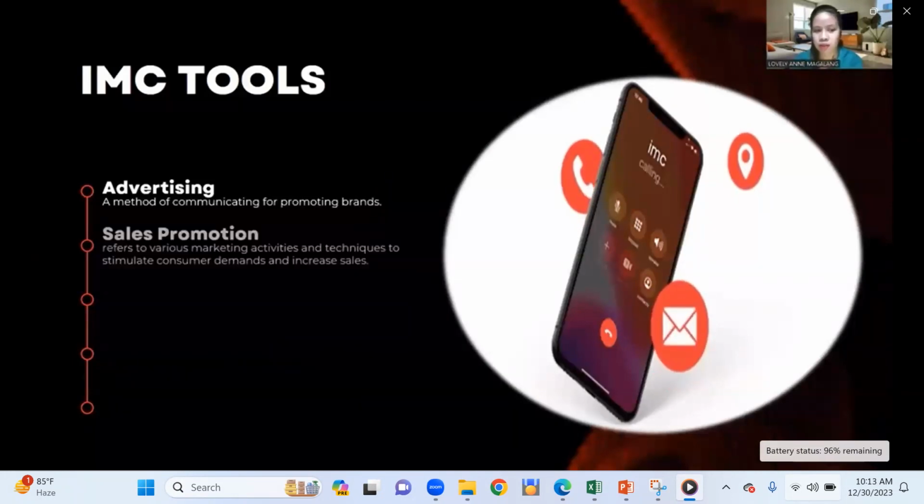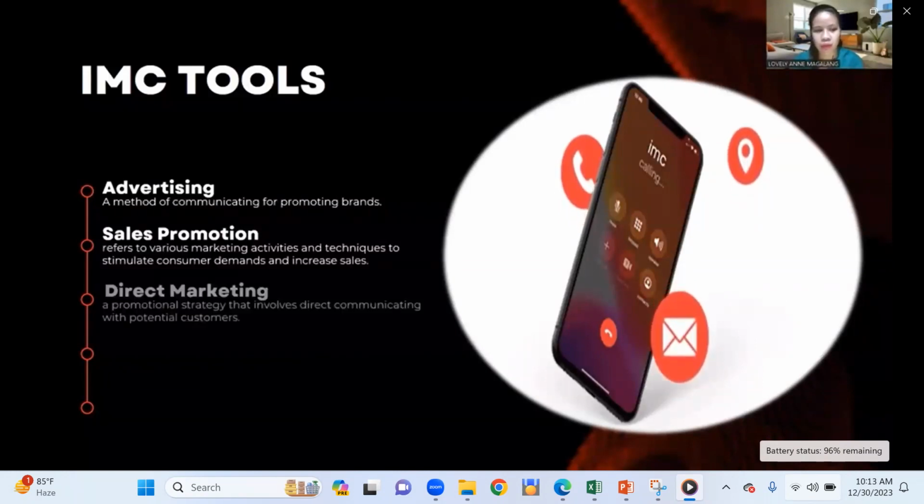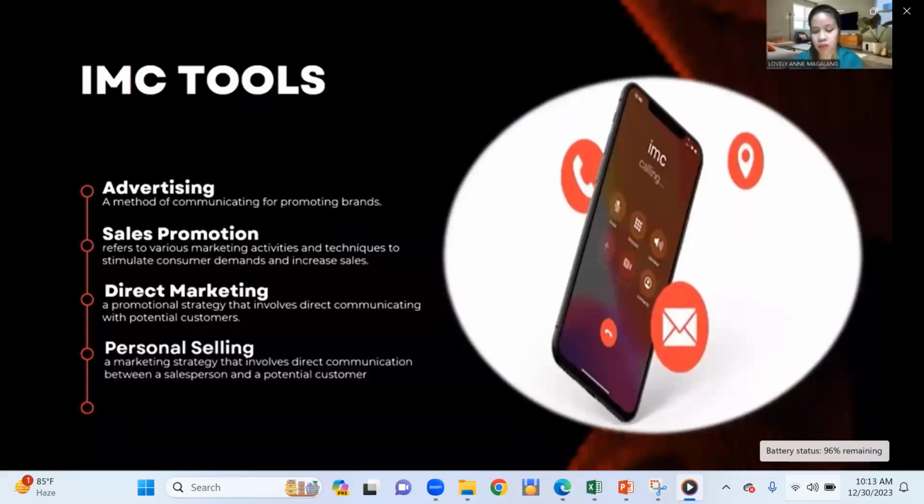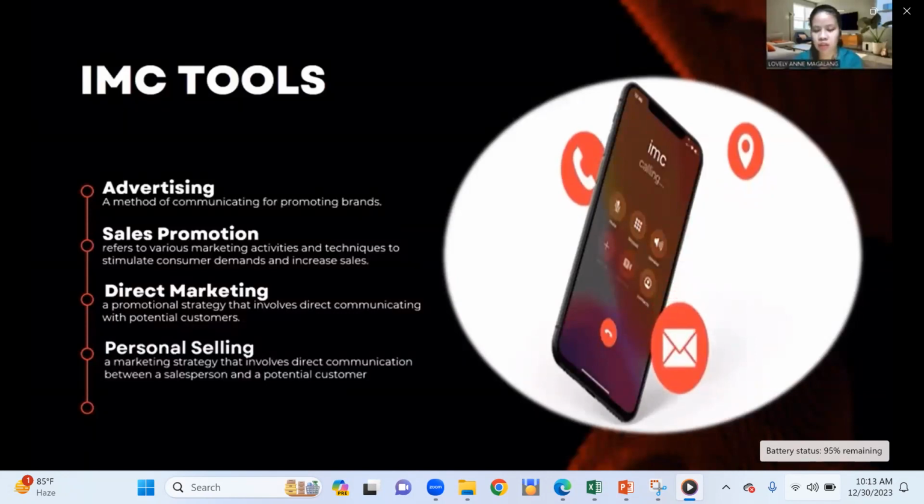Number 2 is the sales promotion. It refers to various marketing activities and techniques to stimulate consumer demands and increase sales. And number 3 is direct marketing. This refers to a promotional strategy that involves direct communicating with potential customers. This typically involves the use of phone calls, emails, or face-to-face interactions. Number 4 is the personal selling. It is a marketing strategy that involves direct communication between a salesperson and a potential customer.